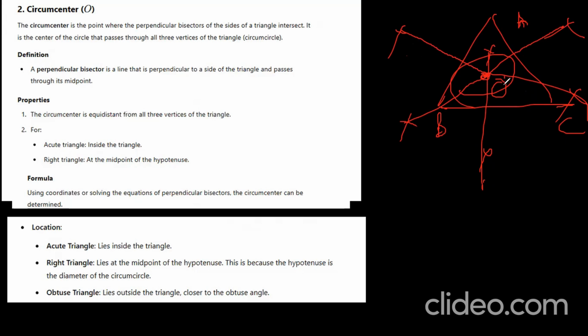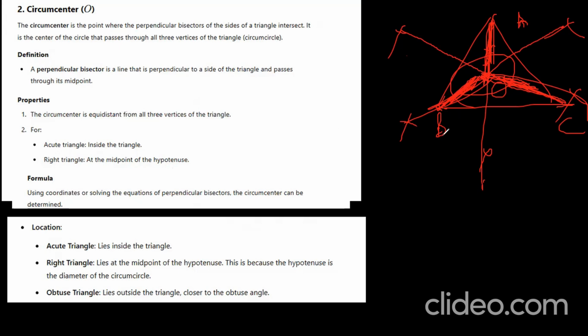A perpendicular bisector is a line perpendicular to the side of the triangle and passing through its midpoint. You know that. Okay, that is the perpendicular bisector definition. And if you see the properties, the circumcenter is equidistant from all three vertices of the triangle. From here to here, this length is equal to this length. These three are equal. It is equidistant from the vertices. Okay, got it? Very good.